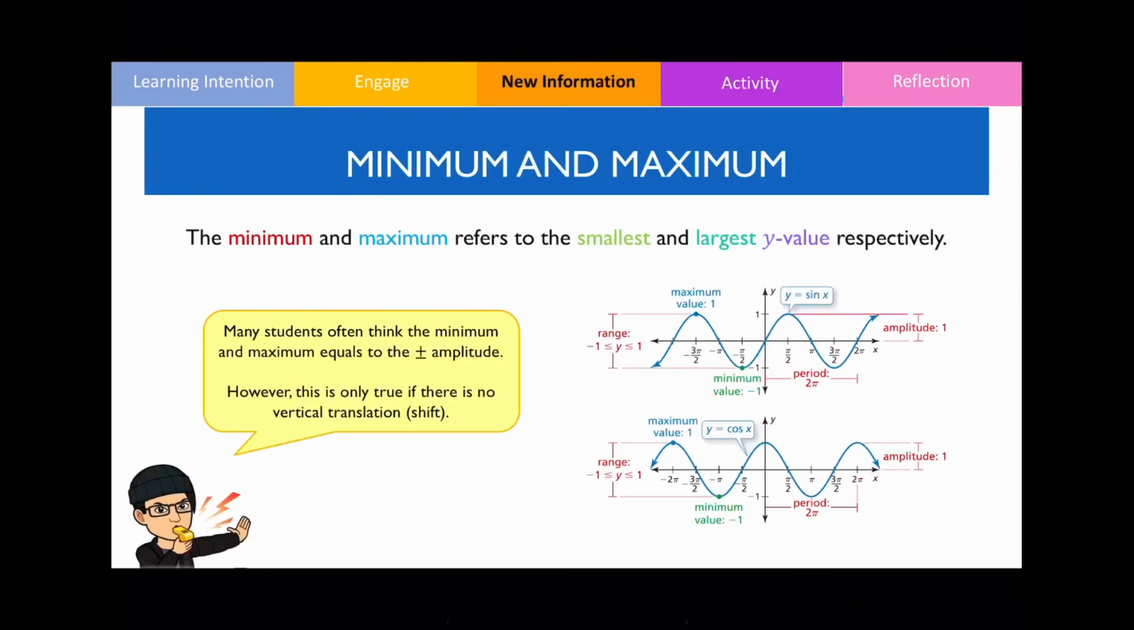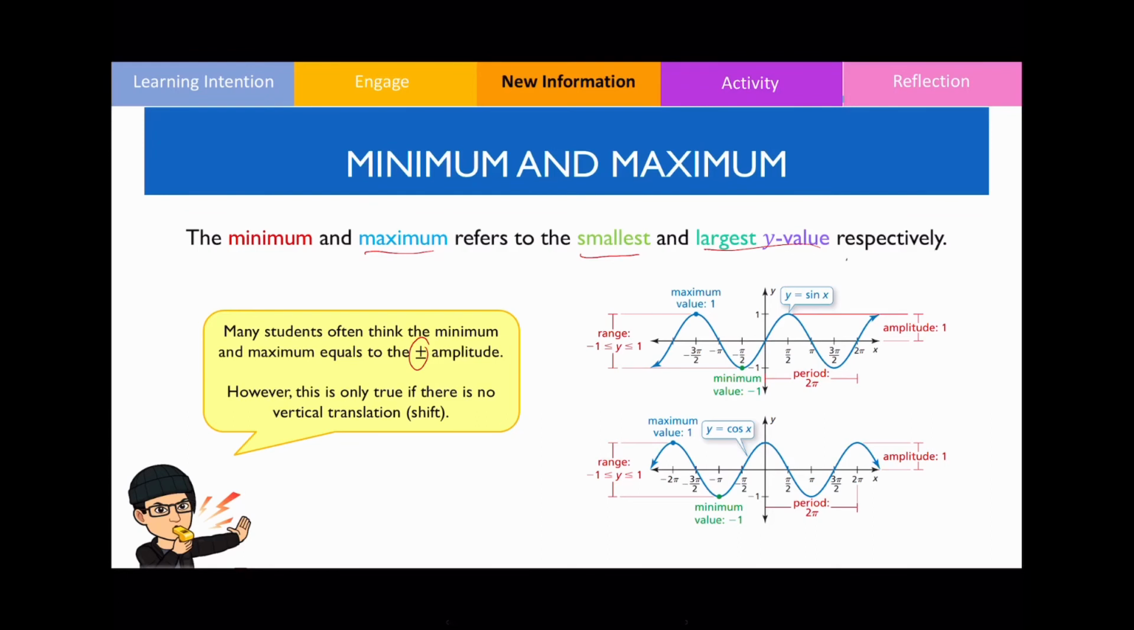The next thing we're going to talk about is the minimum as well as the maximum value, and this is something that you should kind of know already. The minimum essentially refers to the smallest y value, whereas the maximum refers to the largest y value, okay? I want to tell you a common mistake that students often make, and it's that many students often think that your minimum or your maximum values is always going to be either the plus minus of your amplitude.